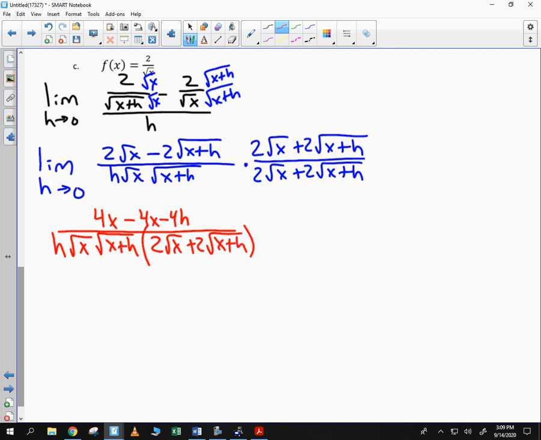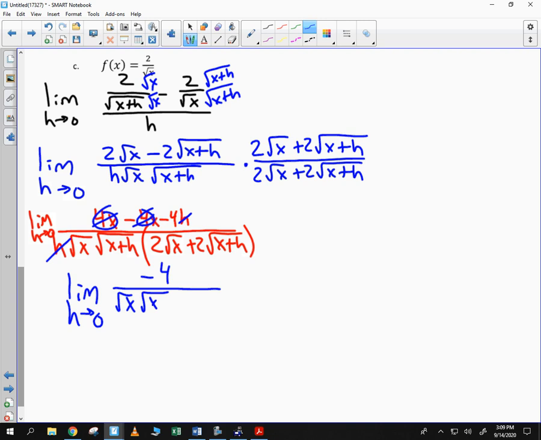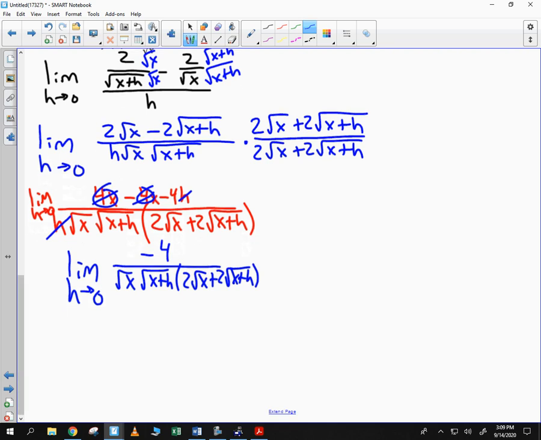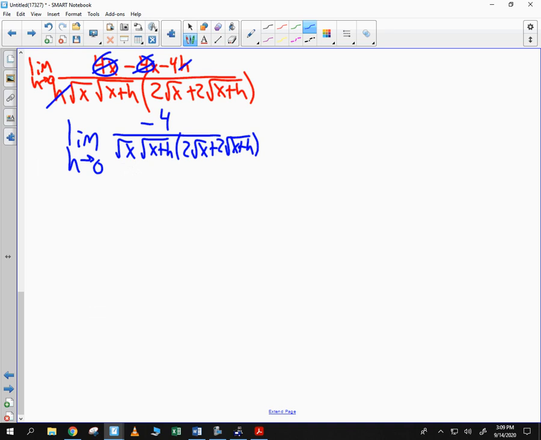That looks kind of ridiculous. I understand that. Again, we always have the limit as h goes to 0 until we plug that in. But notice what happens. The 4x's are gone, and the h divides off, leaving you with the limit as h goes to 0 of, you have negative 4 in the numerator, and in the denominator, we have the root of x times the root of x plus h times 2 roots of x plus 2 roots of x plus h. Now, this works out really, really nice. And that's what I'm trying to show you. A lot of these derivatives, they look bad for a while, but they do look really well later on.